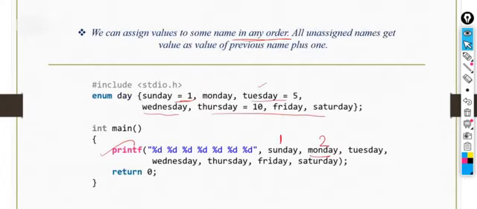So for Tuesday 5 is mentioned here, so 5 will print here. For Wednesday, no value is given, that means previous one plus 1, that means 6, so it will print 6. For Thursday 10 is there, right? So it will print 10. For Friday 11 will be there and this will become 12.